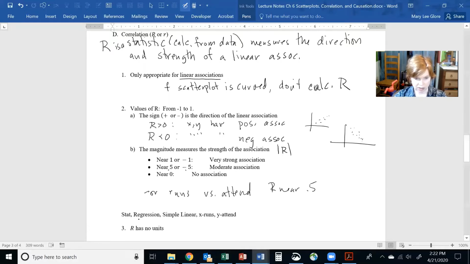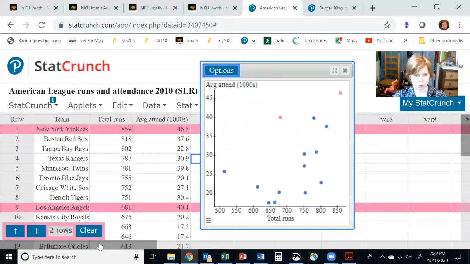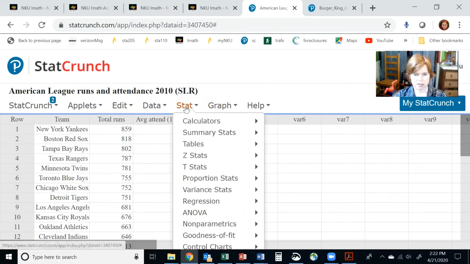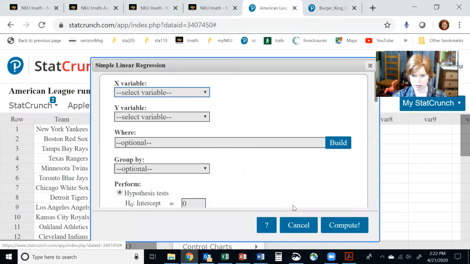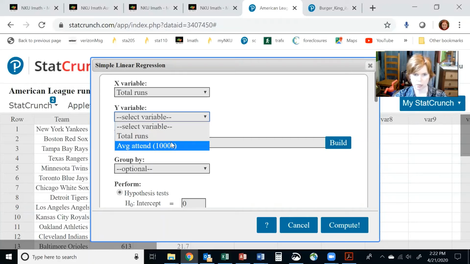But we can calculate it in StatCrunch by running what's called regression. R is part of an analysis of two quantitative variables. It's called simple linear regression. So we're going to run Stat, Regression, Simple Linear, and then pick our X and our Y axes, kind of like we did for our scatter plot. And we said the X, our explanatory variable, is runs. We think runs explains what's happening to attendance.